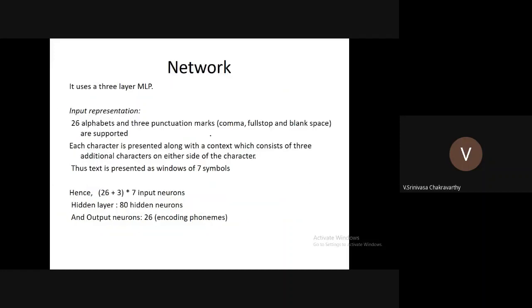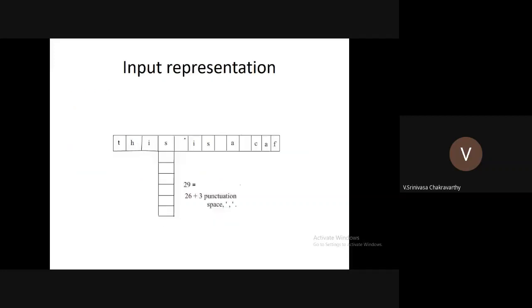They use a 3-layer MLP to solve this problem, and to the input you give not just a single character, but a character and a little bit of its context. So how is that done? They give a window of 7 characters at any given time. So this is 3 on one side, 3 on the other side, and 1 in the middle. So this is the whole context that is given. Each character is represented by a binary vector.